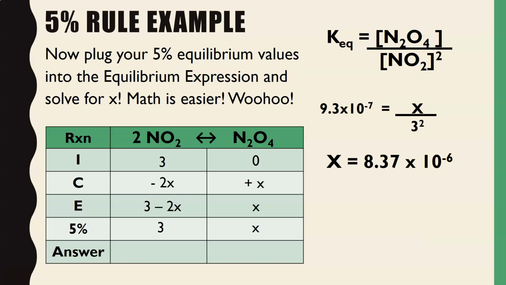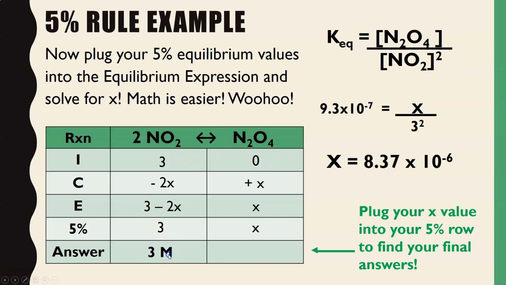There we go. X is 8.37 times 10 to the minus 6. That is a teeny, teeny, tiny amount different than 3. Remember, we're just going to let this stay 3. But compared to 0, this is enough to matter. Those are my final concentrations.